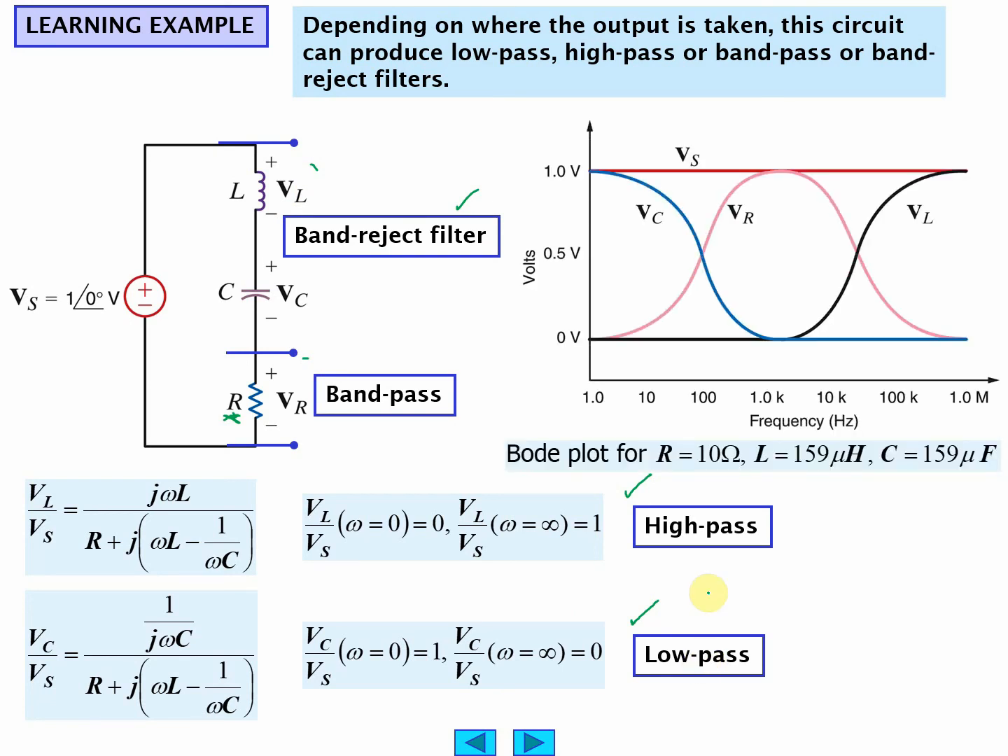So we're talking about designing things. How are we going to design things to accomplish certain functions? So low pass, high pass, band pass. And of course the flip of that is the band reject. Add these two together.